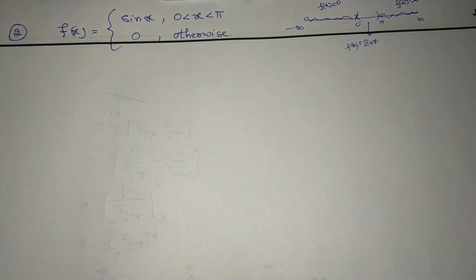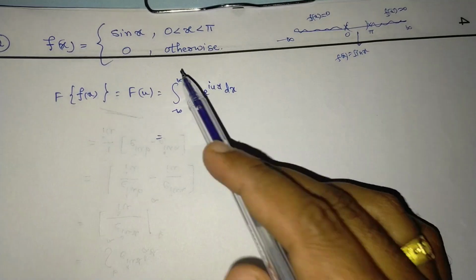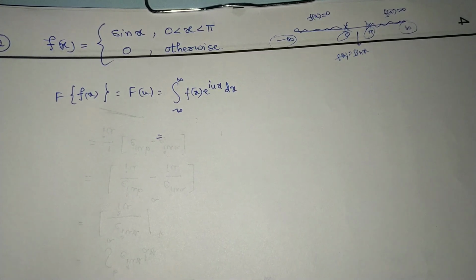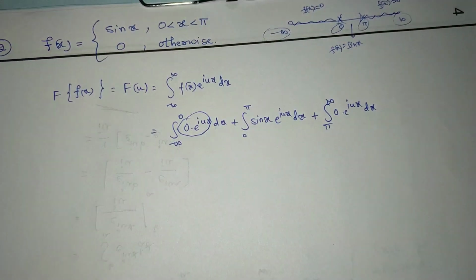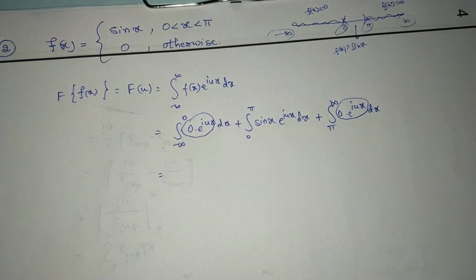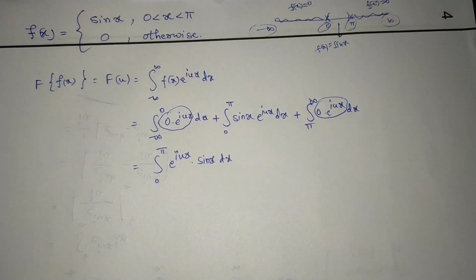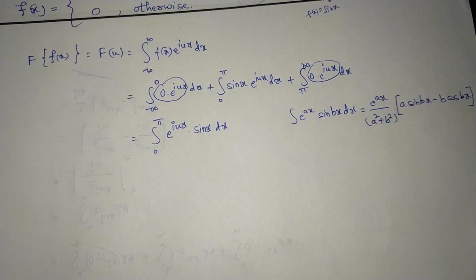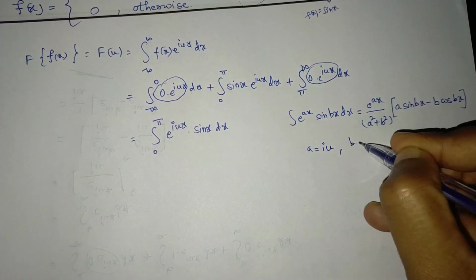Now let us write the formula of the Fourier transform. We can split the integral from minus infinity to plus infinity as minus infinity to 0, 0 to pi, and pi to infinity. Once the integrand is 0, 0 into e power i u x is 0, so the whole thing is 0. This is also 0. We are left with this only. Now we have to calculate the integration of this. To calculate it, we have a standard formula. So this is the formula. Here a equals i into u, and b equals 1.